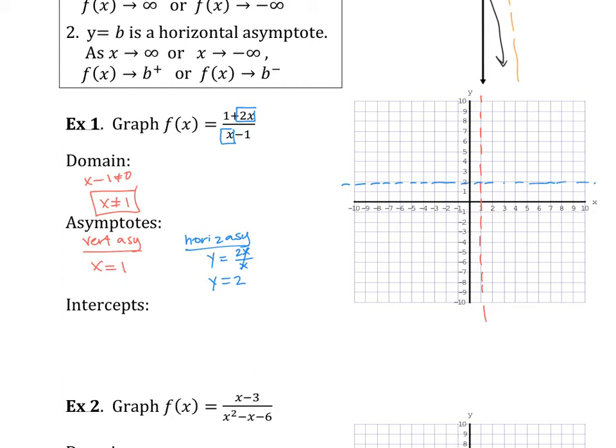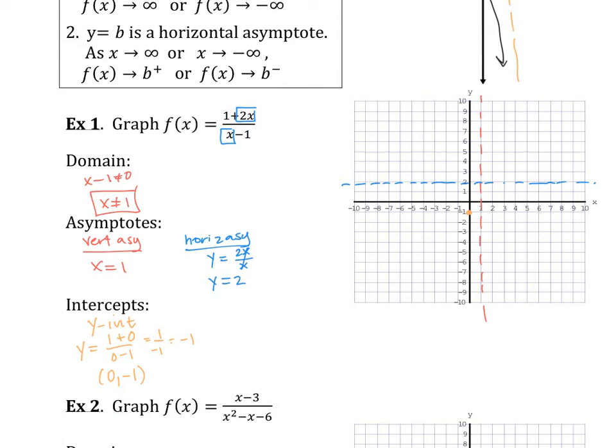Because it asked me to find the intercepts, I'm going to find them, and they might be really useful for graphing. It doesn't matter whether you find the x-intercept or y-intercept first. If it didn't ask me to find either, I might not find them unless they were really obvious. If I want y, I plug in 0 for x, so 1 plus 0 over 0 minus 1, which is 1 over negative 1. So (0, negative 1) is a y-intercept. I'm going to go ahead and include that point.